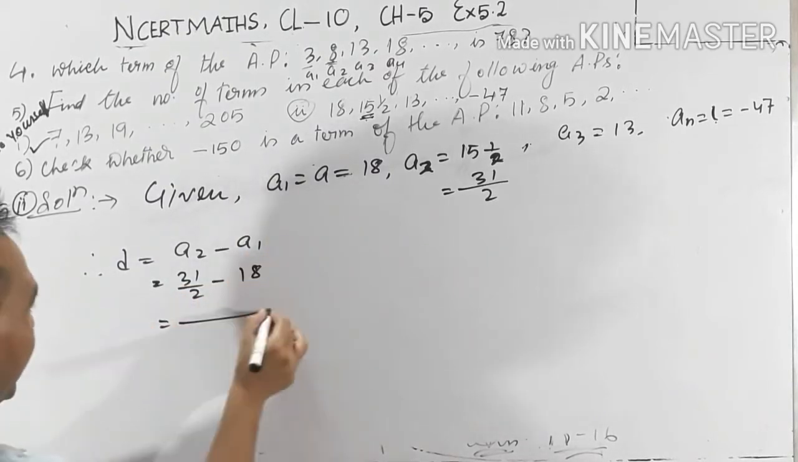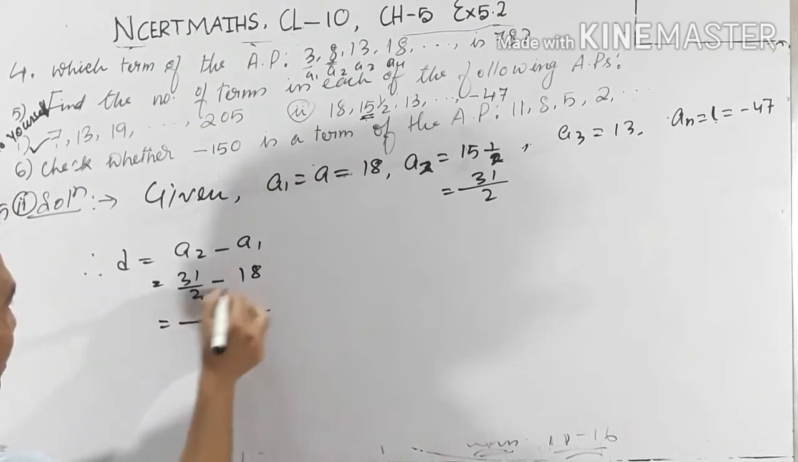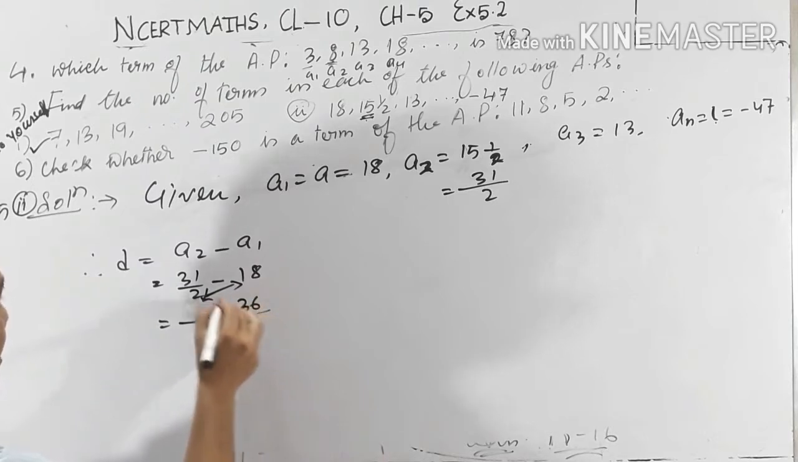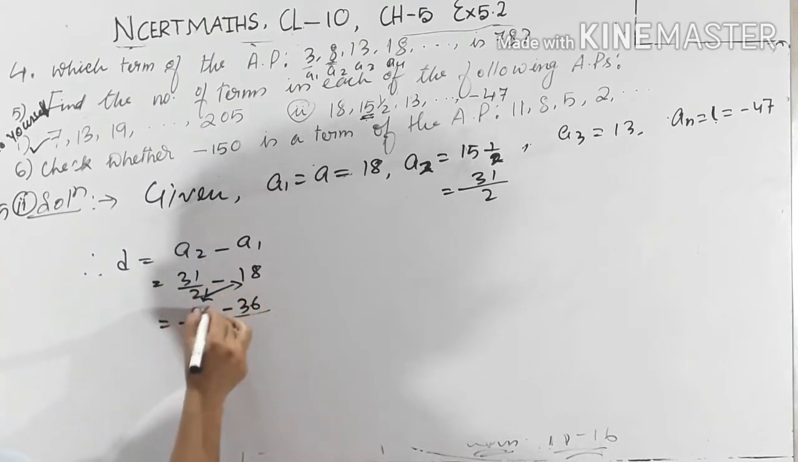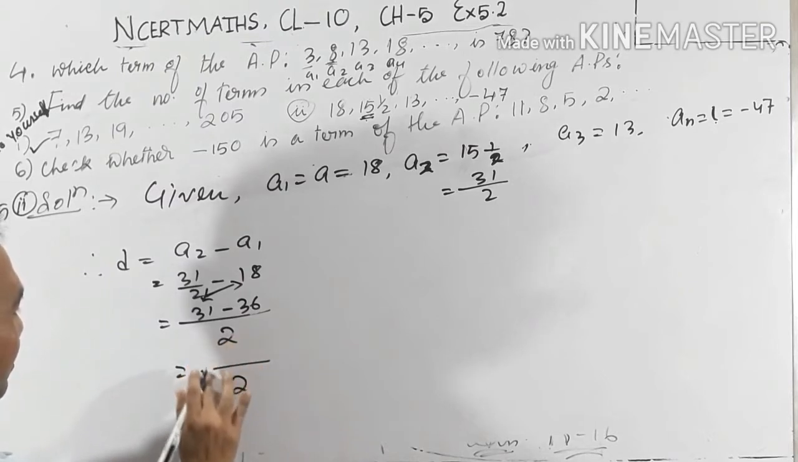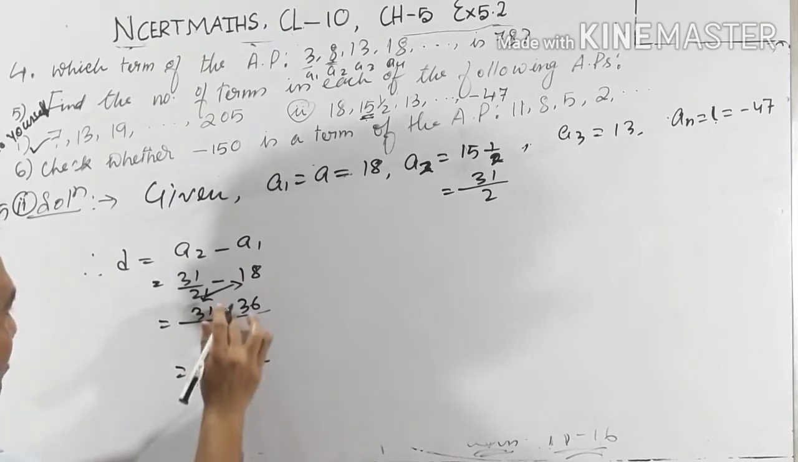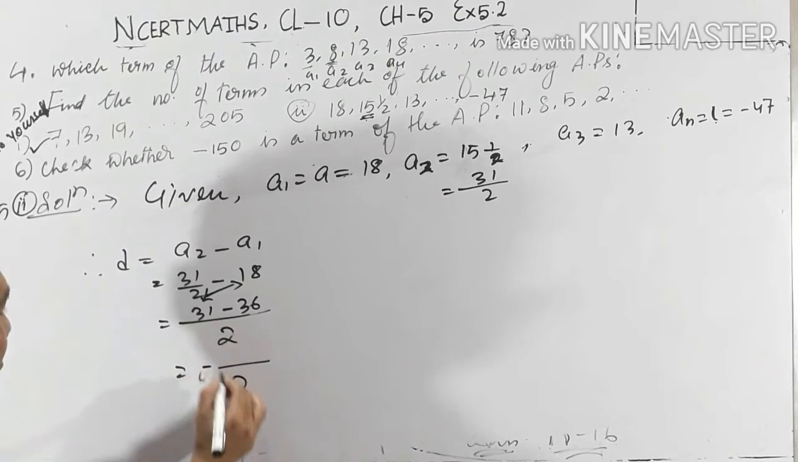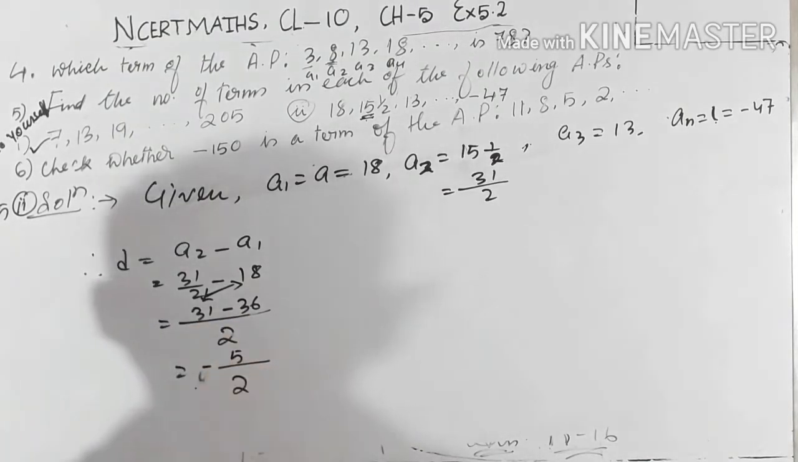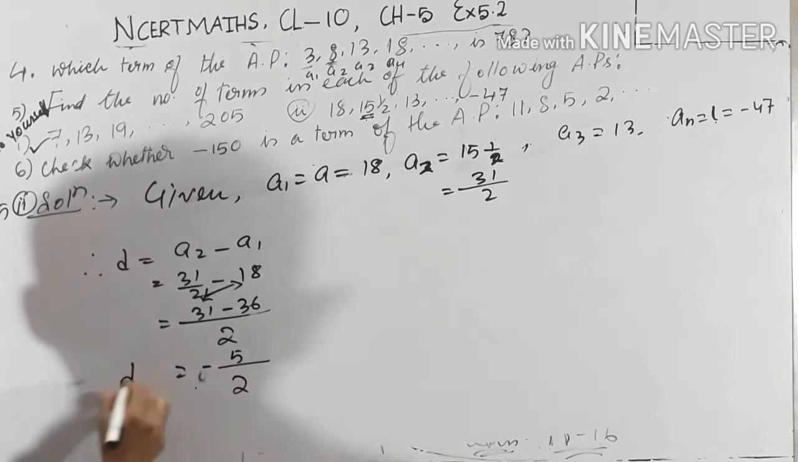So here take the LCM 2. Again it will be cross multiply. 2 times 18 is 36. Minus is there, minus will come. So 36 minus 31, right? Since there is minus before the bigger number, minus will come, and then it will be minus 5 by 2. Okay, this is our common difference.